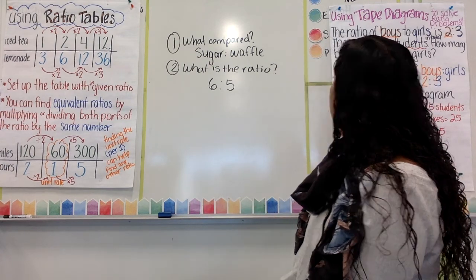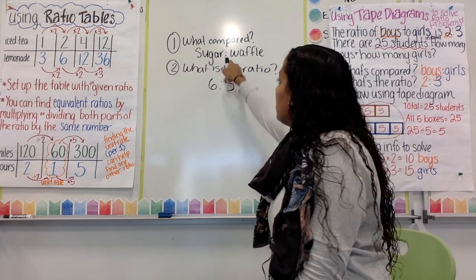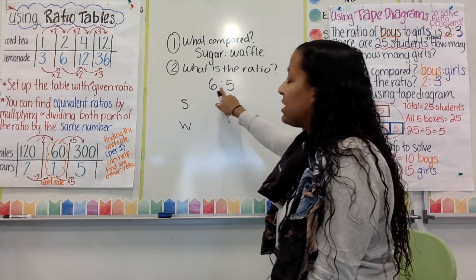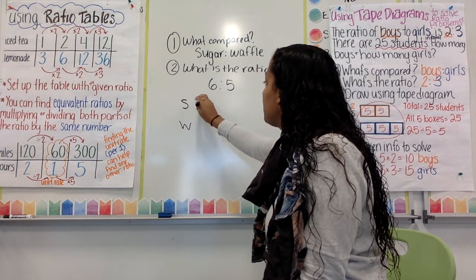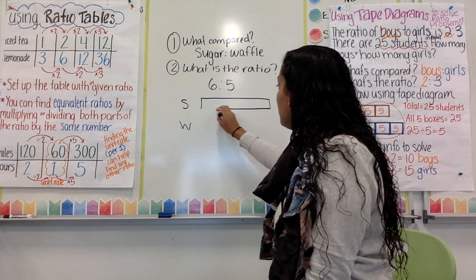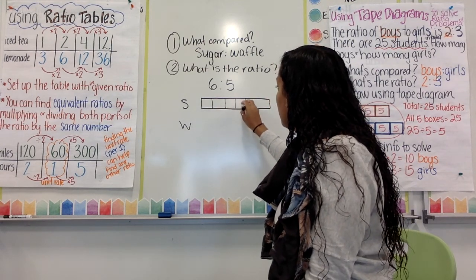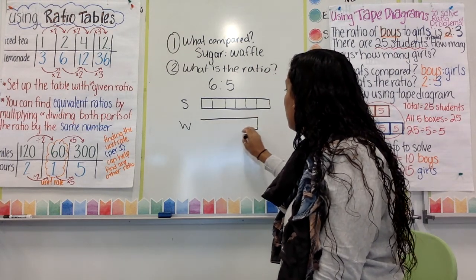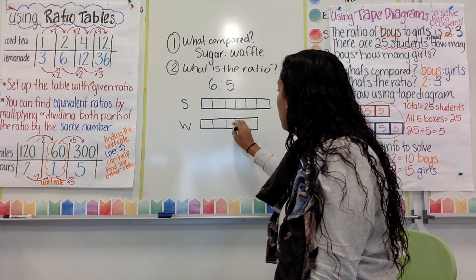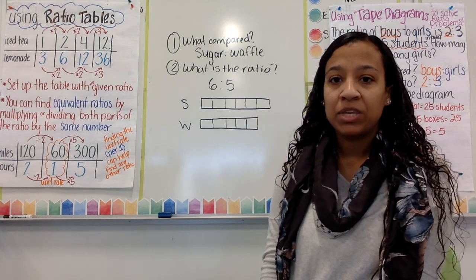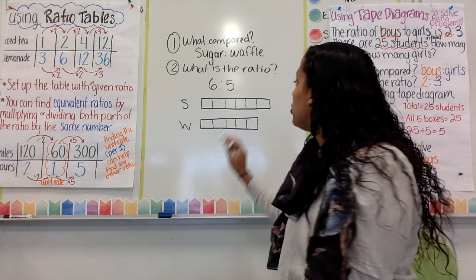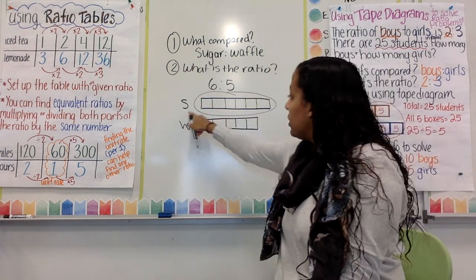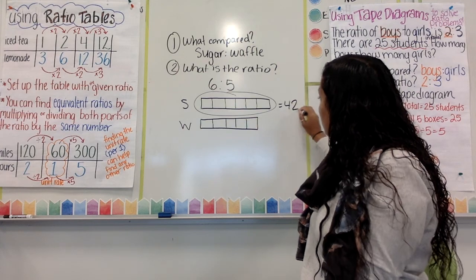I'm going to have us start with a tape diagram for now. So we're going to take our sugar to waffle. Our ratio is 6:5. So I'm going to draw 6 boxes for my sugar and then 5 for my waffle. And I know that there are 42 sugar. So these 6 boxes for the sugar equal 42.